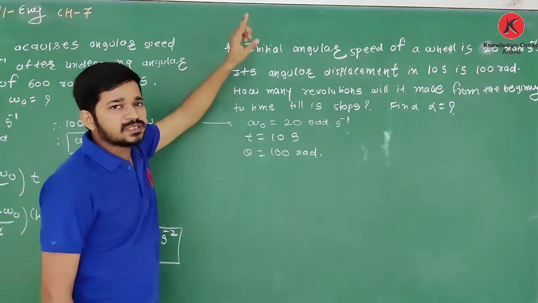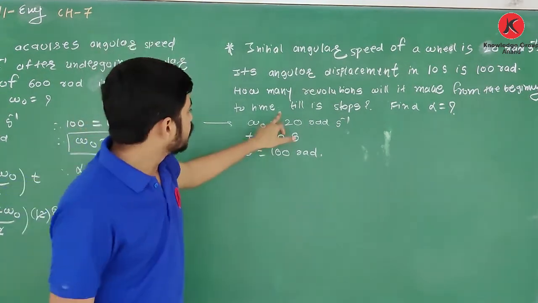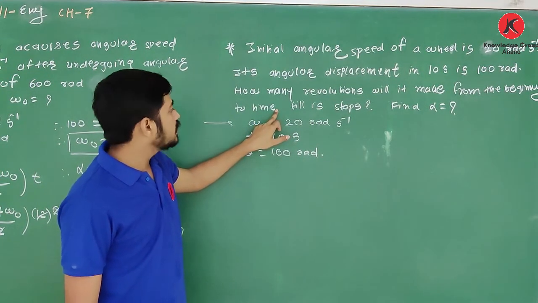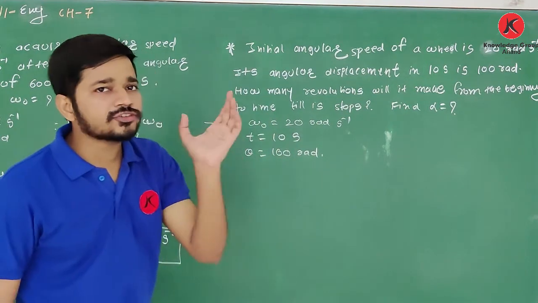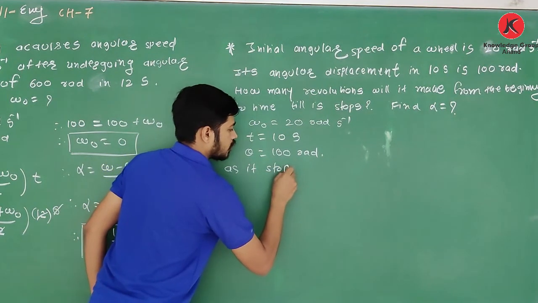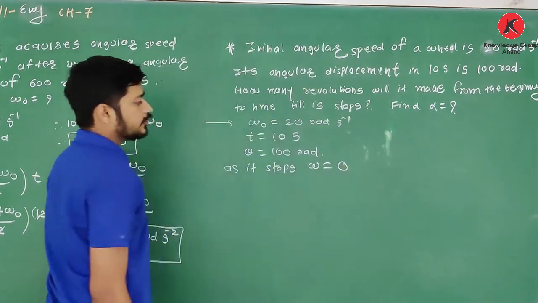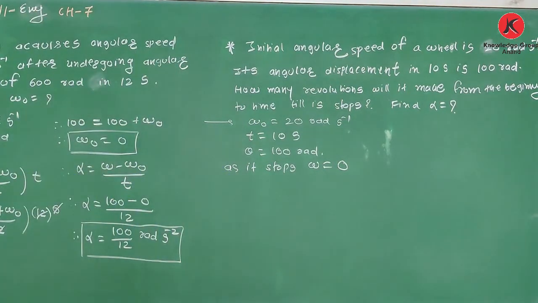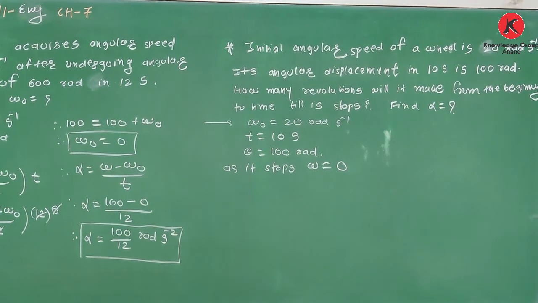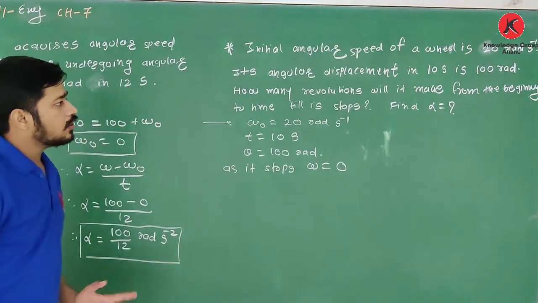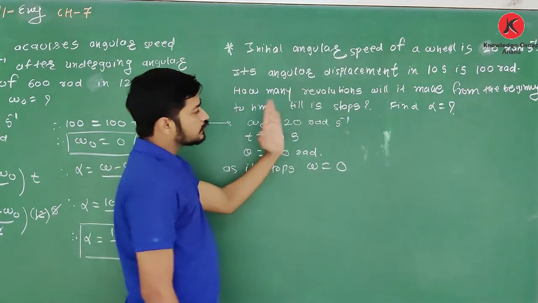The initial angular speed is this, which means initially it is in motion. You have to find the number of revolutions it will make from the beginning till it stops. As it stops, the final angular velocity omega is equal to 0. Clear about this? So you have to find the number of rotations and alpha.